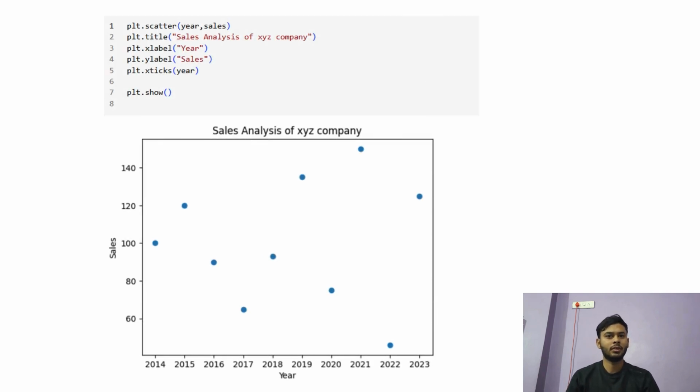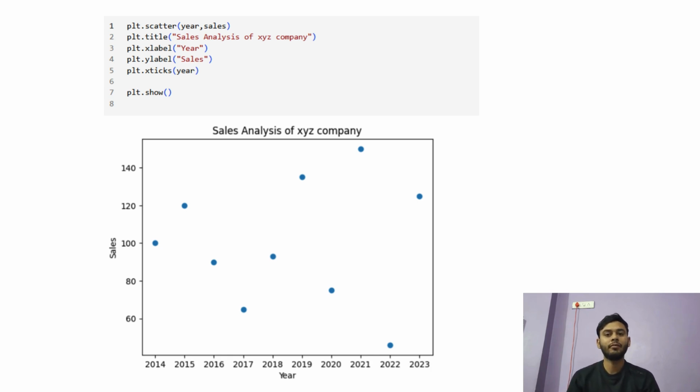So let's move on to the scatter plot. A scatter plot is used to analyze the relationship between two different variables of data. Let's see an example by plotting a scatter plot of the previous sales data where we plotted a line chart. As you can see, we have blue dots. By looking at the blue dots, we can tell what the sales of the company were in which year. The first dot shows that in 2014 the sales were 100, and the second dot shows that in 2015 the sales were 120.